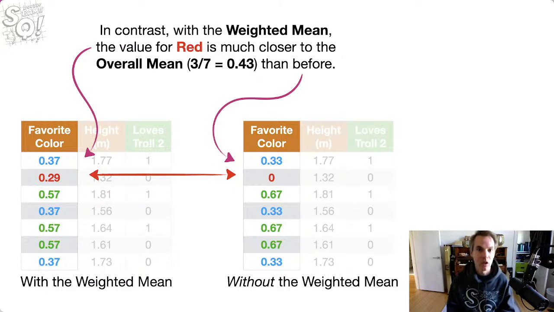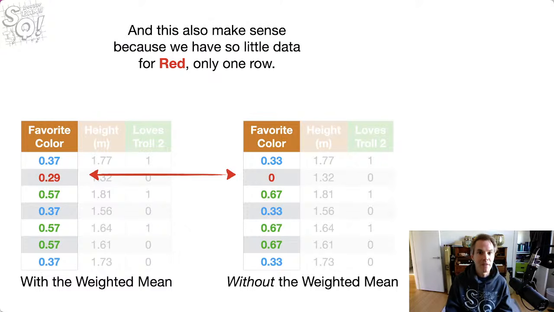In contrast, with the weighted mean, the value for red is much closer to the overall mean than before. So we went from the value for red being 0 to now it's 0.29. So it's relatively speaking much larger than it was before. And this also makes sense because we have so little data for red, only one row.